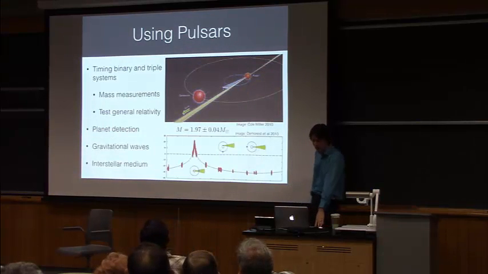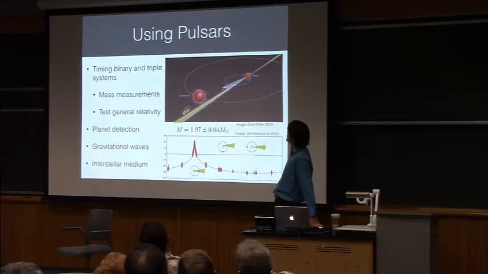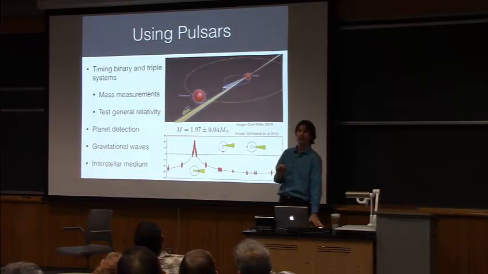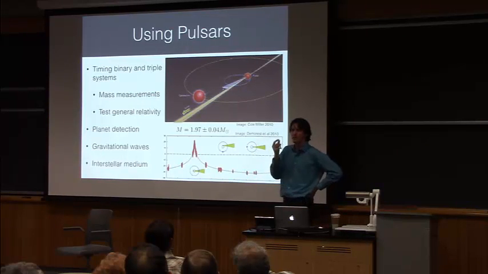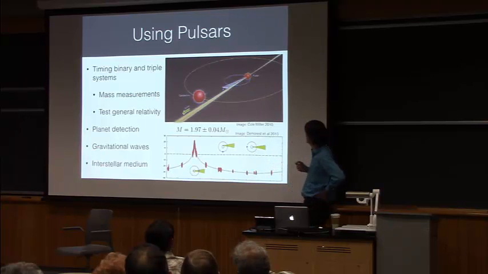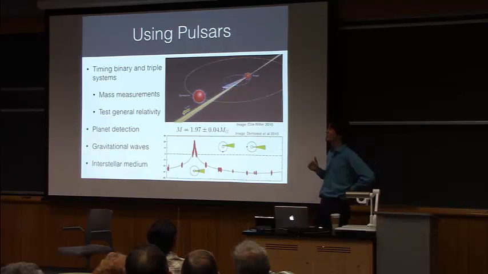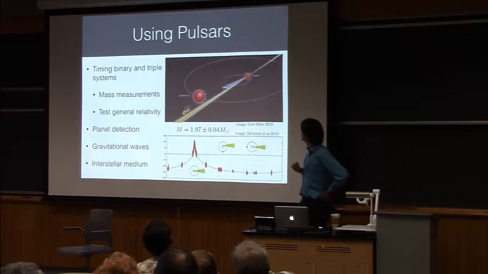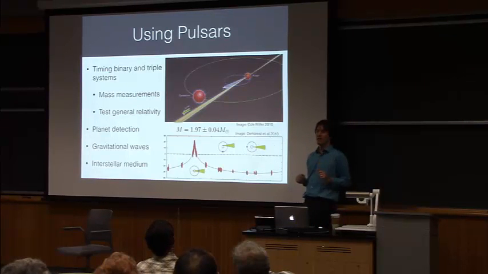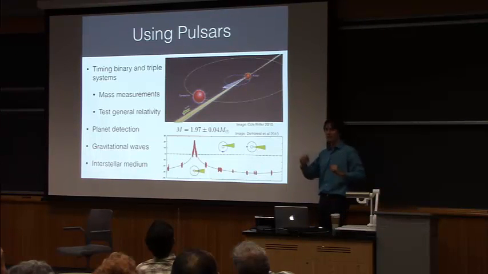So how can we use those? One thing we can do is to get very good measurements of binary and triple systems, so systems in which you have two stars or three stars. In particular, it's one of the best ways to get accurate mass measurements of systems. There is one particularly famous system that has been used recently, which is like this. It's a pulsar in an orbit with another neutron star. And the beam of the pulsar is in the plane of the orbit, roughly. And the direction in which we are is also in the plane of the orbit. So we see the pulse coming in, and we see the binary edge-on.